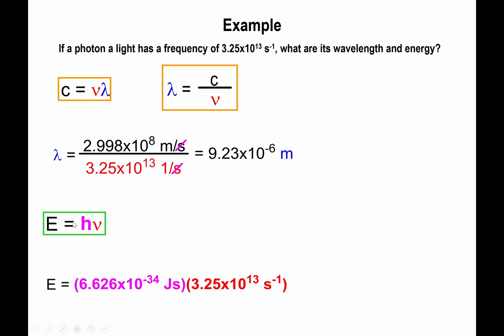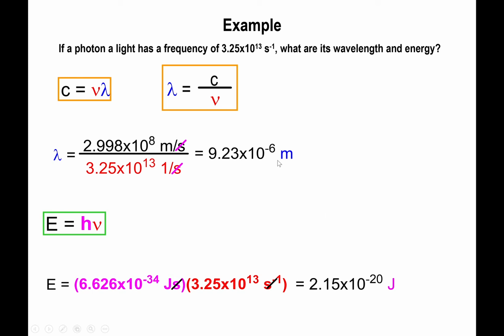Down here, to get the energy, we multiply 6.626 times 10 to the -34 joules second times 3.25 times 10 to the 13 per second. The seconds are going to cancel out, and you're going to end up with just joules, specifically 2.15 times 10 to the -20 joules.